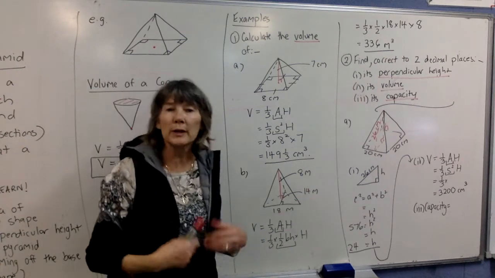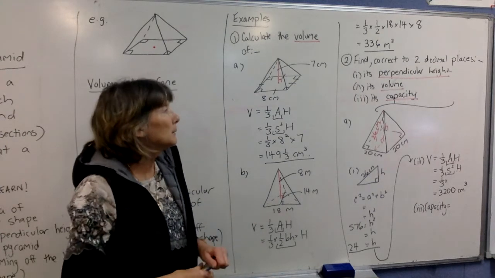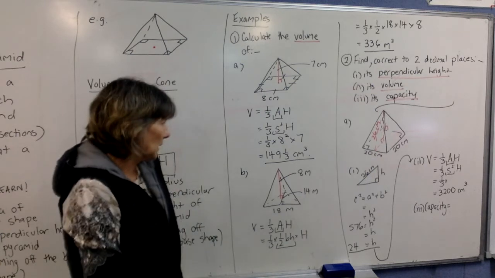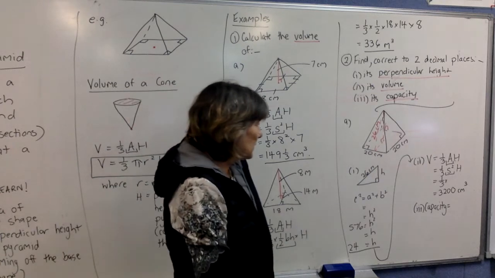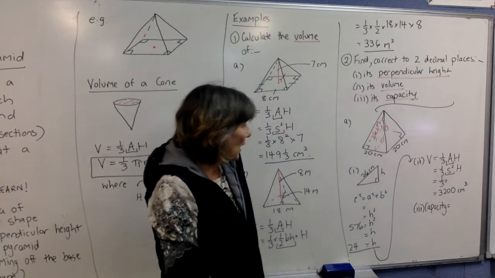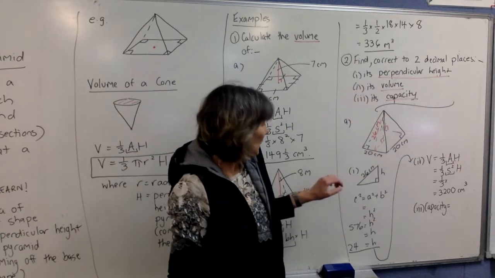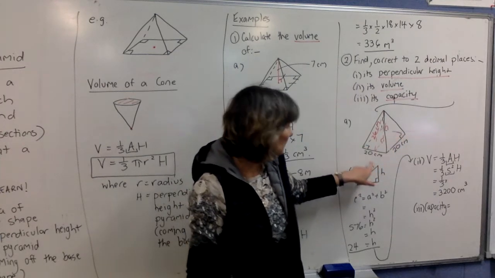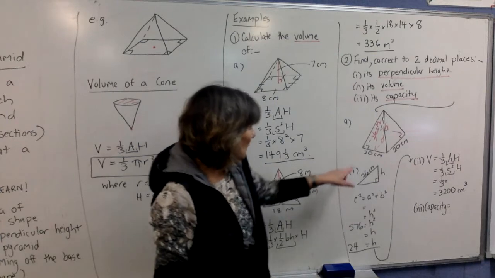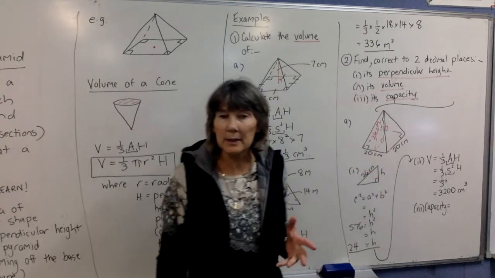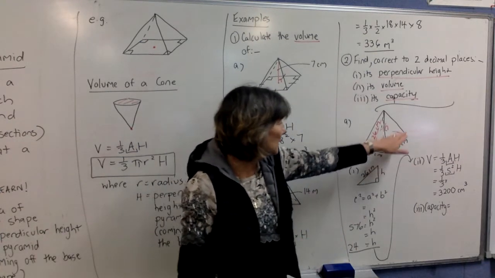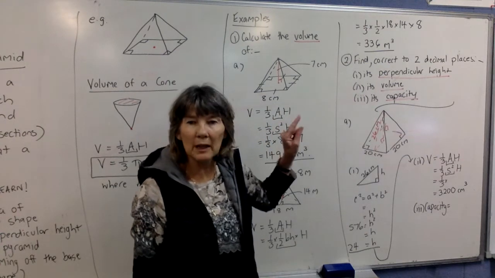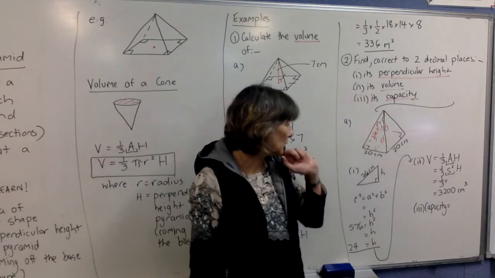Okay, now the next question is building on the level of difficulty now. So they've asked for the perpendicular height, the volume, and the capacity. So let's see what they've given us. So in this diagram, we have a pyramid because it goes to a point. The base shape down the bottom here, we've got a couple of right angles in there, so it's either a rectangle or a square, but they're both 20 centimetres, so it is a square. Side lengths are the same, so it's a square down the bottom there.